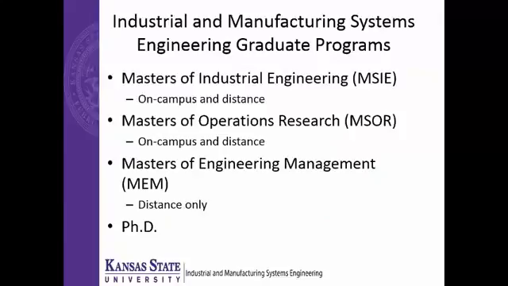So, options. We've got a Master's of Industrial Engineering. It is on-campus and distance. We are in the process of getting additional approval to allow that entire program to be distance, so that is an option. We've got a Master's of Operations Research, which is also on campus and distance education. And then we've got a Master's of Engineering Management. I'll talk a little bit more about each of these as we go a little farther. Then, of course, we've got our PhD. Again, you know, for me, I went back for my PhD when I was 42.